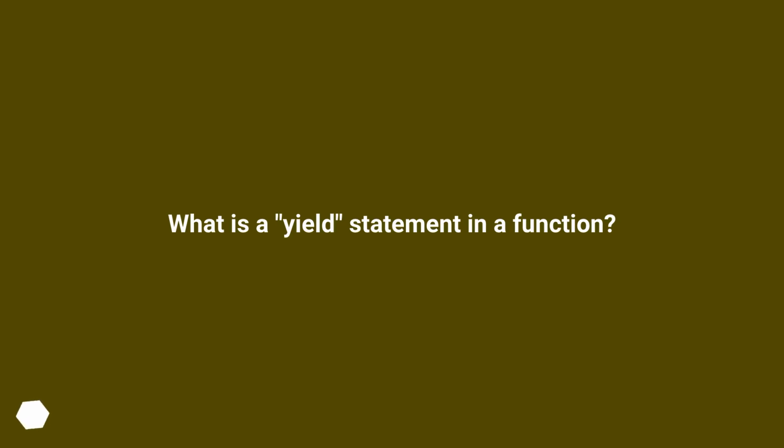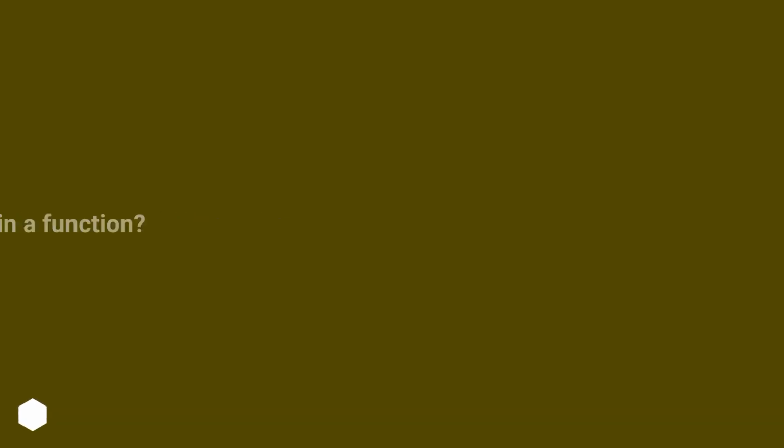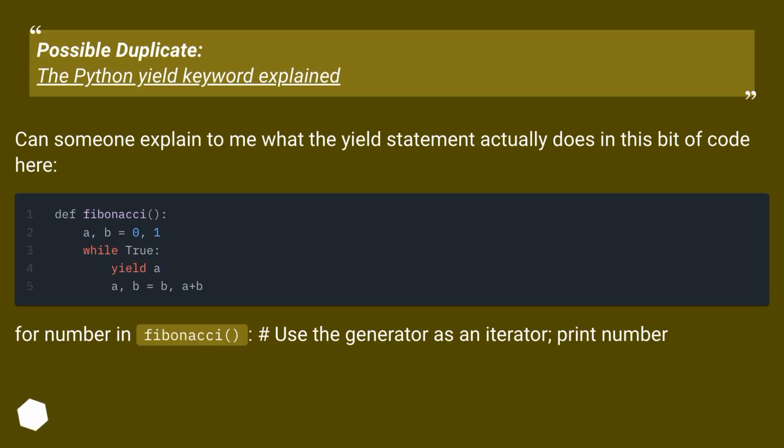What is a yield statement in a function? Possible duplicate: the Python yield keyword explained. Can someone explain to me what the yield statement actually does in this bit of code here? for number in fibonacci(): # use the generator as an iterator; print number.